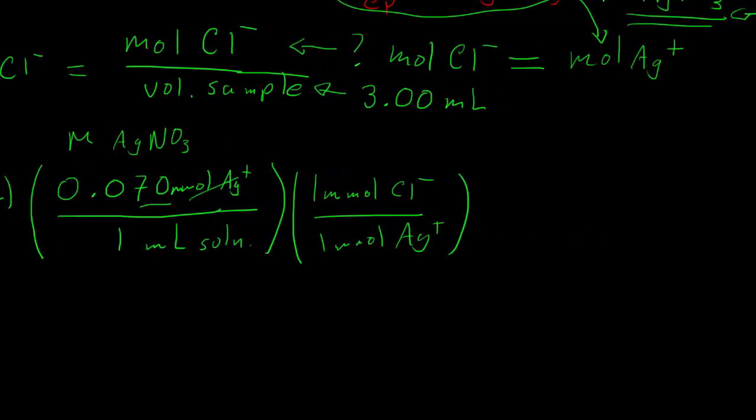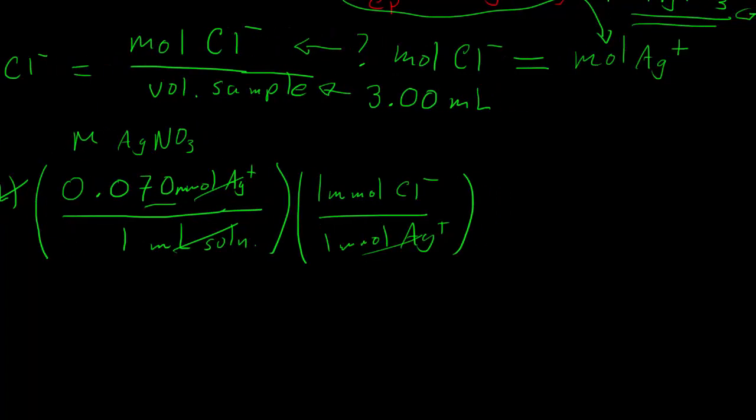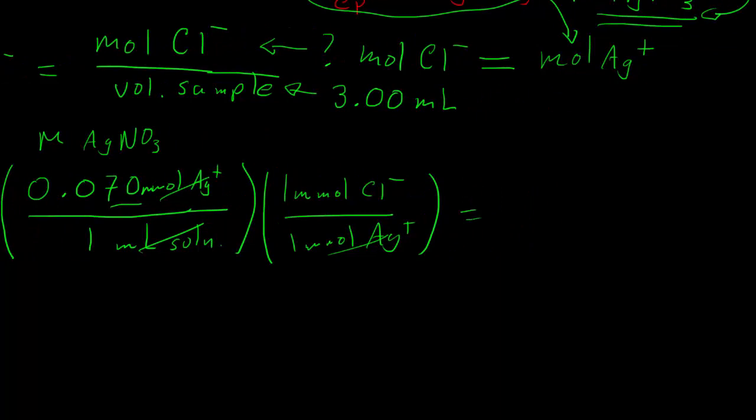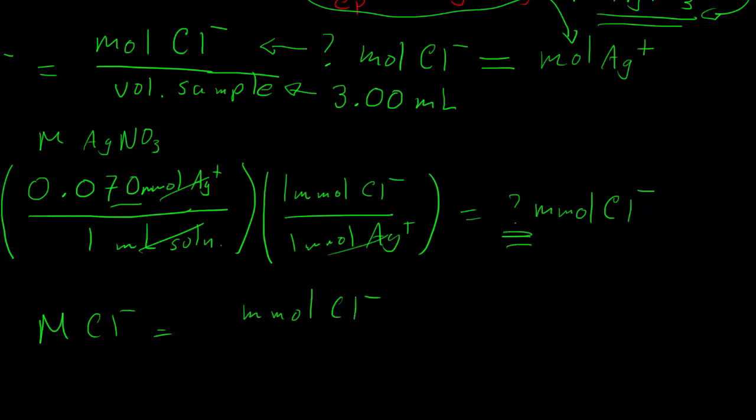And so the millimoles of silver cancel out. Our milliliters of solution have canceled out. And now we have our millimoles of chloride. So when you're done with this calculation, you'll know your millimoles of chloride. Then what do you do to figure out the molarity of chloride? That's what we're looking for. You just take the millimoles of chloride that we just calculated, whatever this number is, you plug it in here. That's our numerator, and we divide by the milliliters of sample.